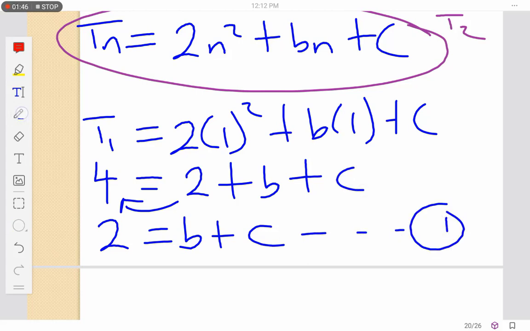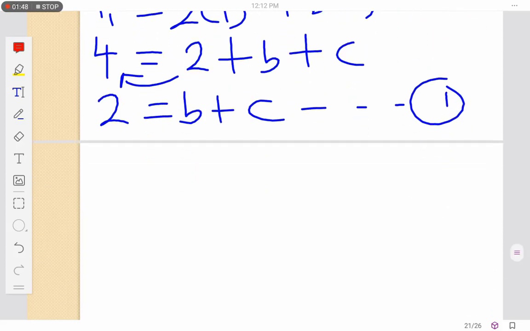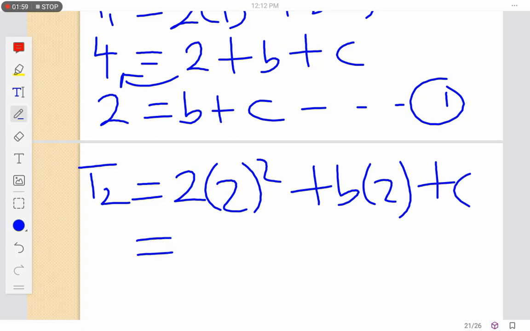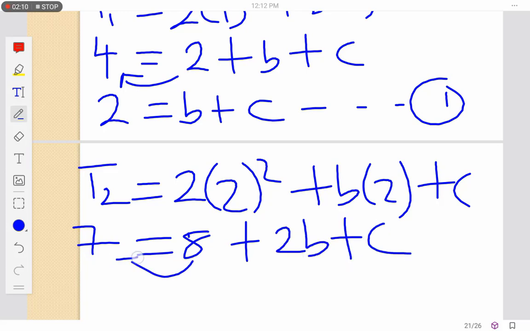Let's go for T2. T2 is equal to 2 by 2 squared plus b by 2 plus c. T2 is our 7. 2 squared is 4, by 2 we get 8, plus 2b plus c. And this going this side, it becomes 7 minus 8, we get minus 1 is equal to 2b plus c. This is equation number 2.